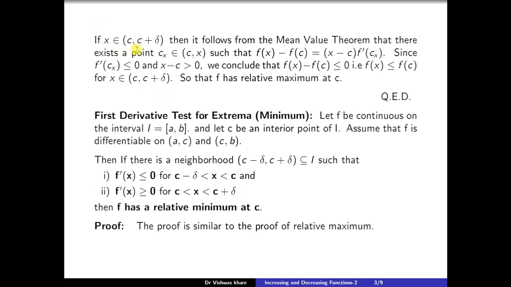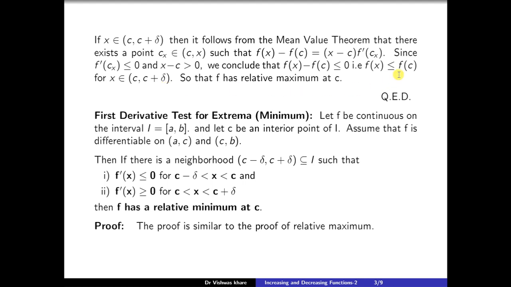Similarly, if x belongs to (c, c plus delta), then it follows from the mean value theorem that there exists a point cx which belongs to (c, x) such that f(x) minus f(c) is equal to (x minus c) into f dash cx. That is, here we apply the mean value theorem to the closed interval [c, x]. Since f dash cx is less than or equal to 0 and x minus c is greater than 0, we conclude that f(x) minus f(c) is less than or equal to 0. That is, f(x) is less than or equal to f(c) for all x belonging to (c, c plus delta).